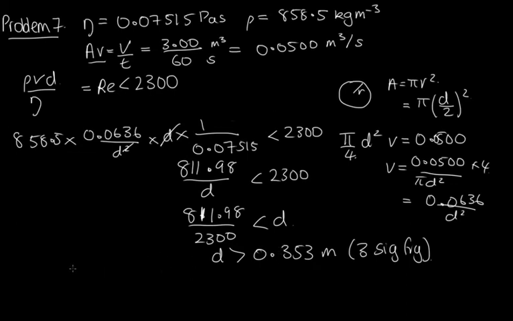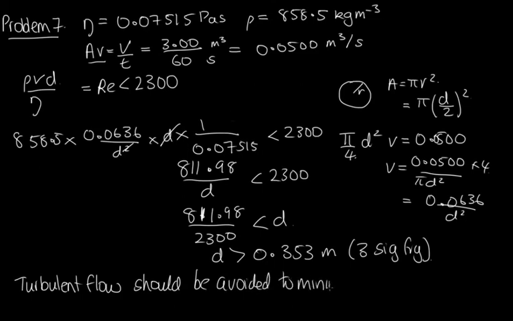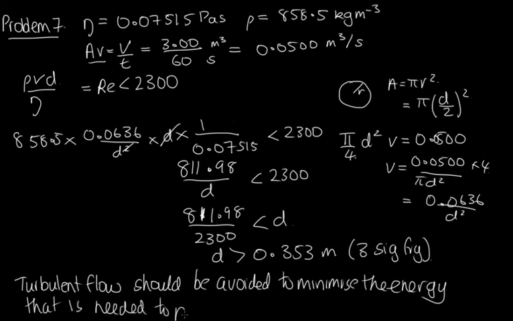Now, the question goes on, why is turbulent flow undesirable? Well, turbulent flow is undesirable because you lose more energy if you have turbulent flow. So you need to provide more energy to pump the oil out. So turbulent flow should be avoided to minimize the energy that is needed to pump out the oil.